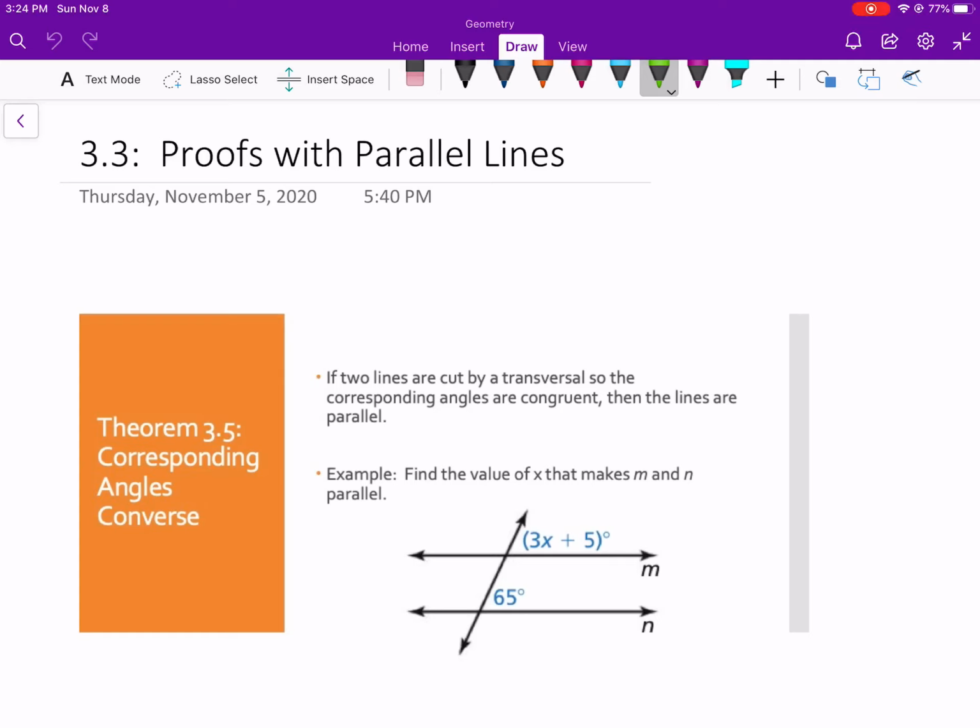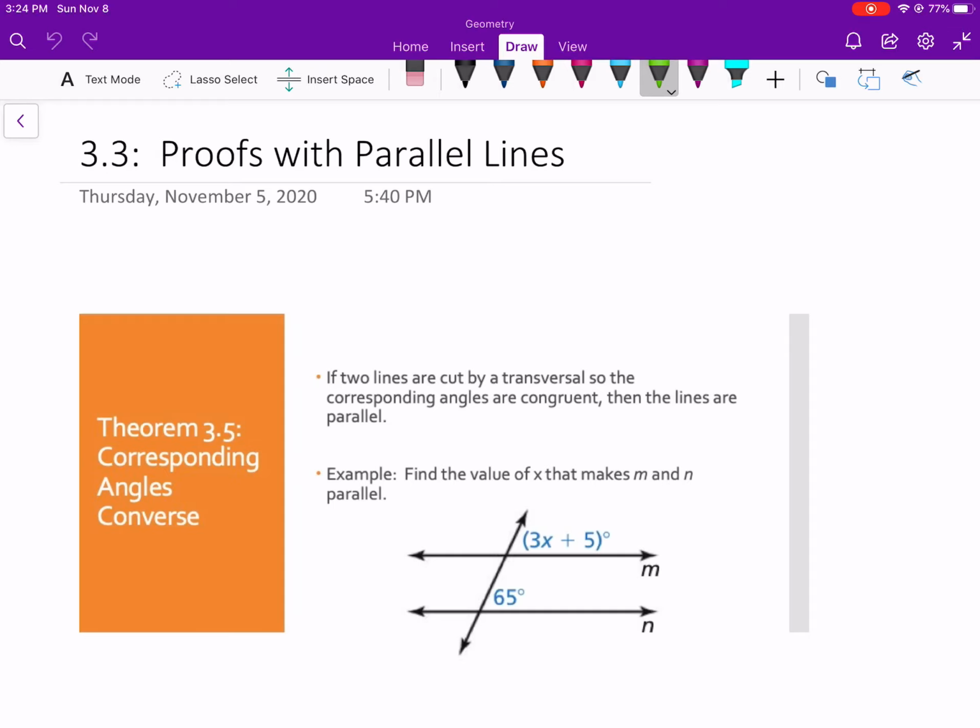This is section 3.3, proofs with parallel lines. So in previous lessons, we've learned about different kinds of pairs of angles, whether they're alternate exterior, alternate interior, consecutive interior, or corresponding. And then we learned that if two lines are parallel, they have a special relationship, whether that means they're congruent or they add up to 180.